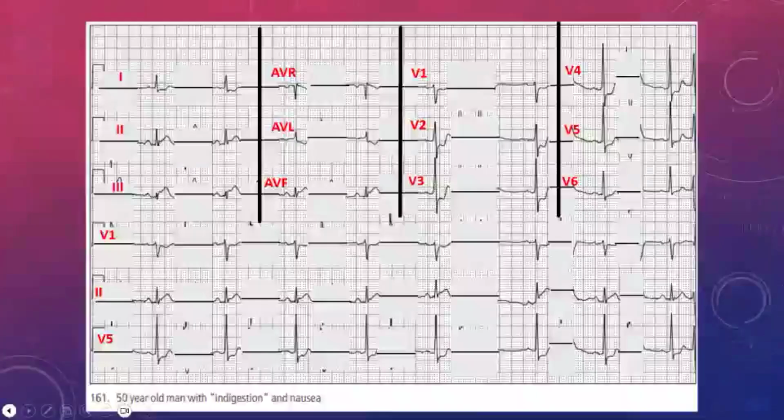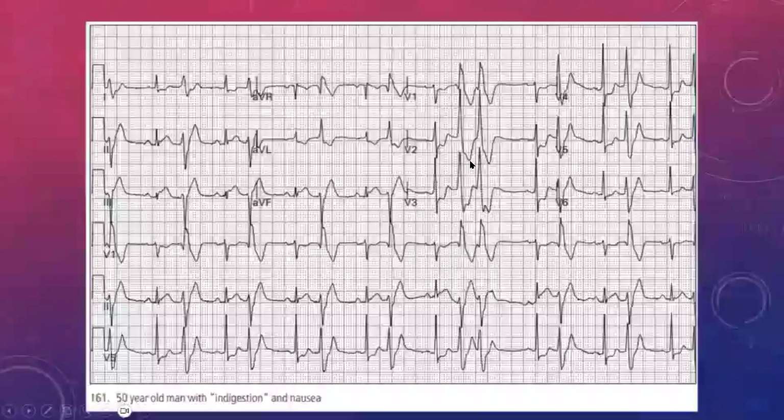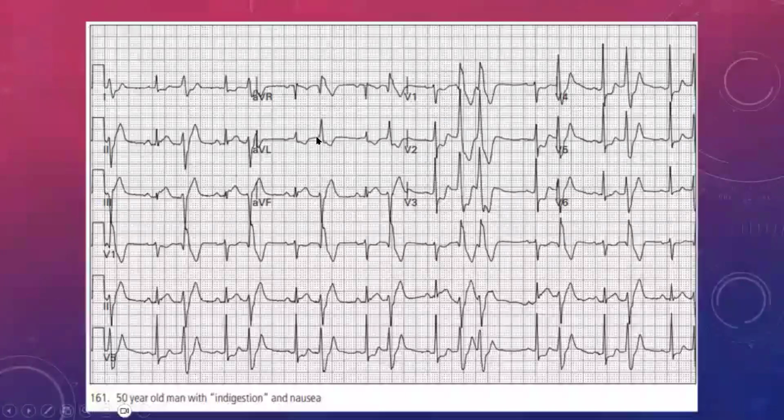Now, the question is, let's go back. So now when we look at this, we realize, okay, we've got infarct, escape beat, infarct, escape beat, the heart trying to rescue itself. Even if you look on the rhythm strip, we've got an abnormal beat, normal beat, abnormal beat, normal beat. So the heart is trying to rescue itself. And what happens is by doing that, if you now look at the ventricular rate.